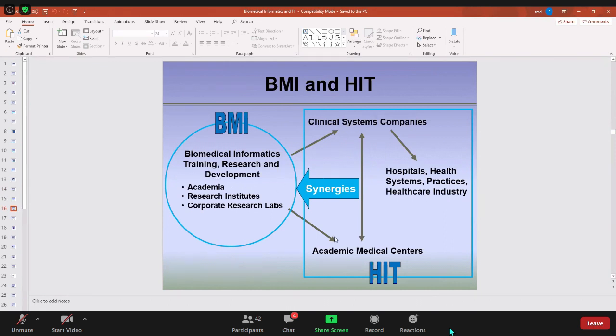So you will see that it's not one way, from biomedical informatics serving health informatics. The output from health informatics also synergizes with and gives feedback to the biomedical informatics component.